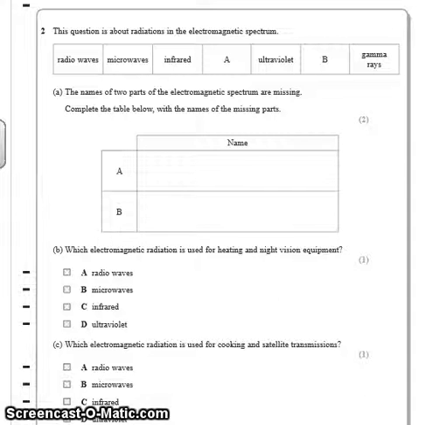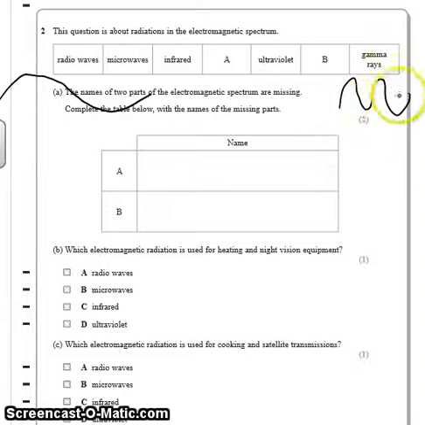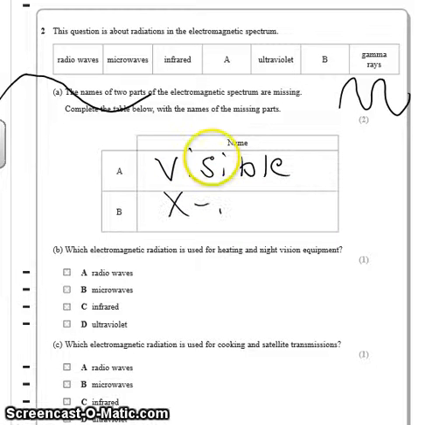The next question is about the electromagnetic spectrum, and you've got to put in the missing parts of the spectrum. Okay, now it's ordered from long wavelength through to short wavelength. A, right in the middle, is going to be visible light, and B is going to be X-rays.